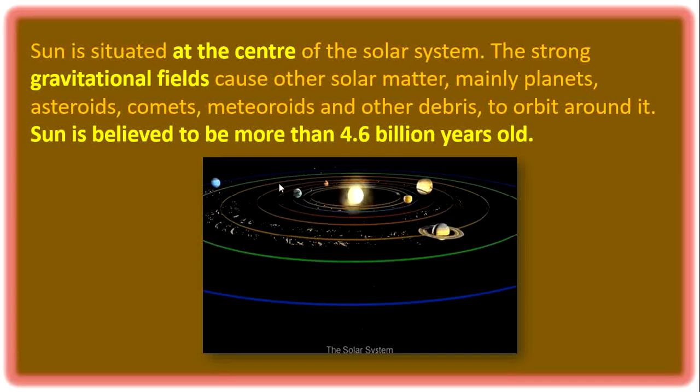The sun is believed to be more than 4.6 billion years old. Where is the sun situated? At the center of the solar system. Due to the strong gravitational field between the sun and the planets, they revolve around it in their orbits. The sun is believed to be more than 4.6 billion years old.